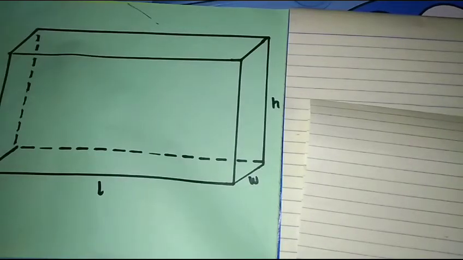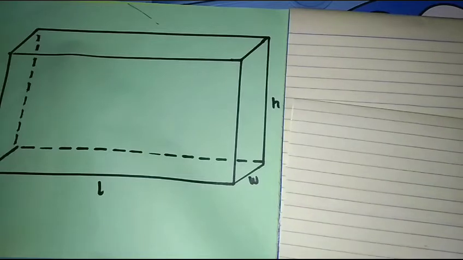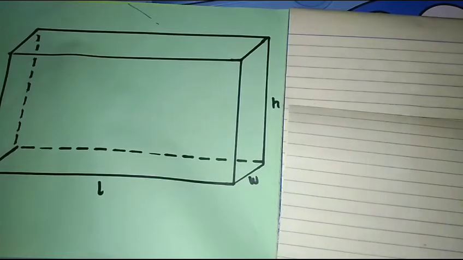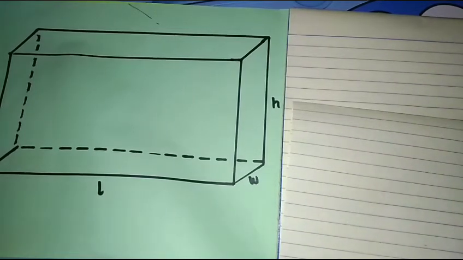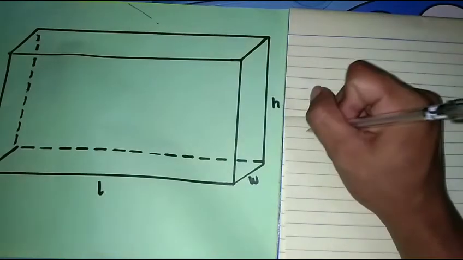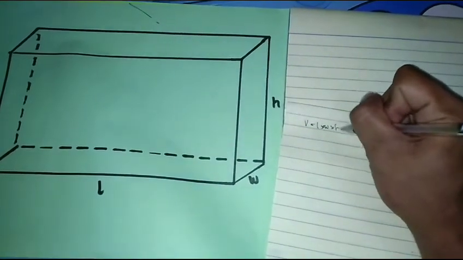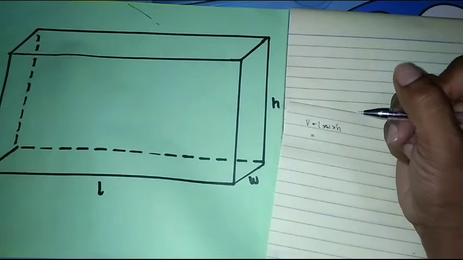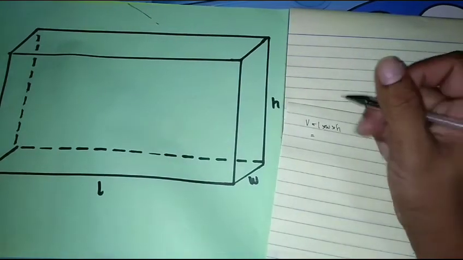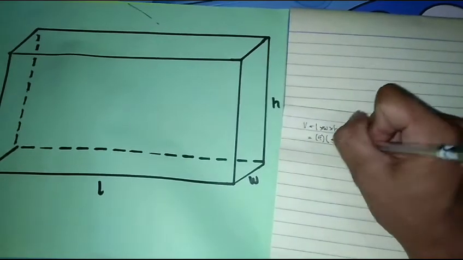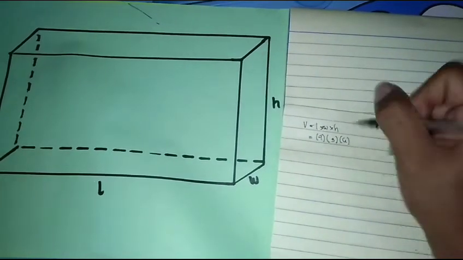Another three-dimensional figure, a rectangular prism. Let's assume that we already have the values of its length, width, and height: the length is 9, the width is 3, and the height is 6. To get its volume, we need to follow the formula V equals length times width times height. All we need to do is substitute each value.